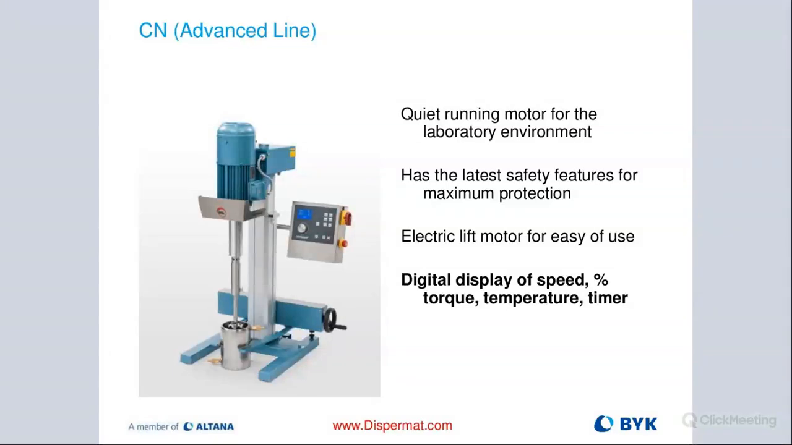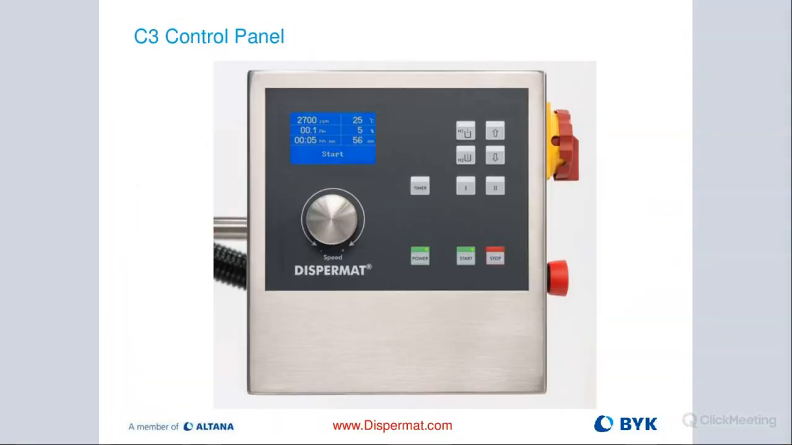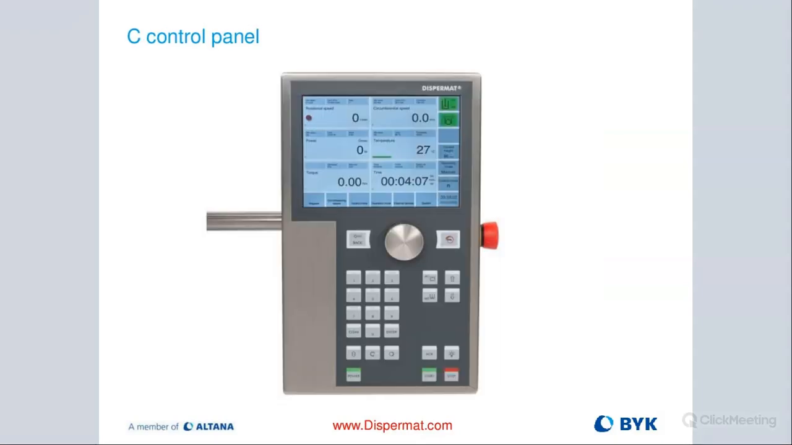Then we have the CN line, which is kind of like our bread and butter instrument for lab to pilot scale applications. Also very nice, very reliable, but the good thing is it's scalable from small to very large models. Also giving you good functionality, all the safety, and all the modularity we talked about earlier. And then we have the C3 control panel, just giving you some basic information. Unfortunately, no tip speed readout, but just basic information, quick and easy and reliable.